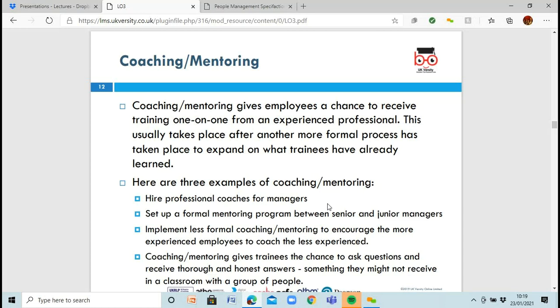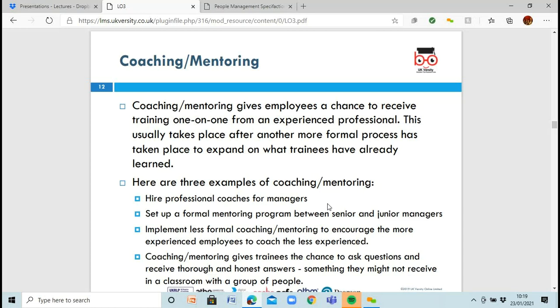Then you've got coaching and mentoring. It actually gives the trainees the chance to ask questions and receive honest answers. So if you're shadowing someone, if you've got a mentor that you're working one-to-one with, you're likely to be more comfortable to ask them questions. And they're most likely to give you an honest answer.